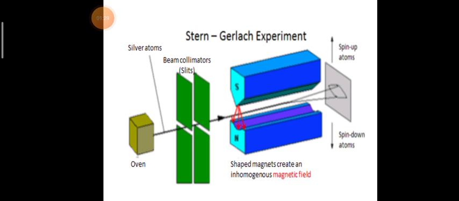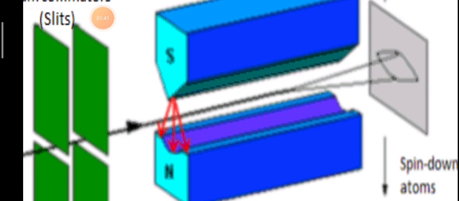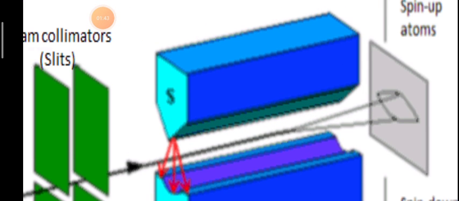The magnetic field is produced by placing two magnets, a north pole magnet and a south pole magnet, where one is a horseshoe shaped magnet and the other is a knife edge shaped magnet.